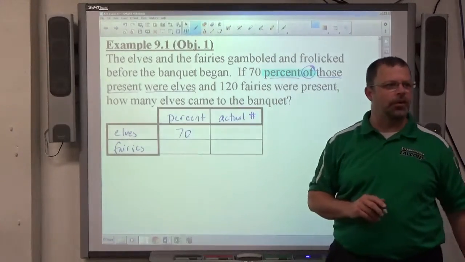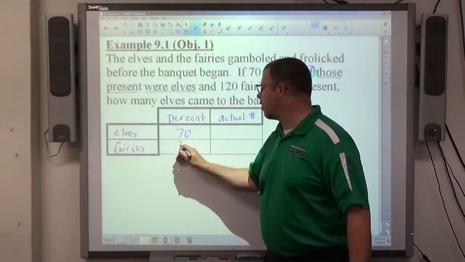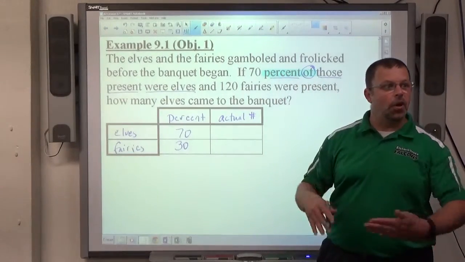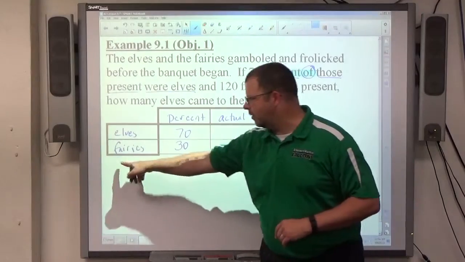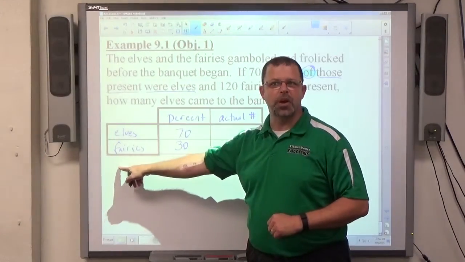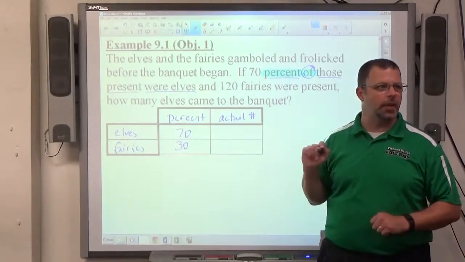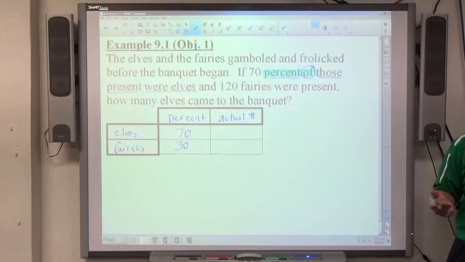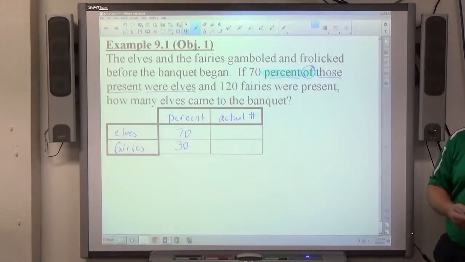So what percent were fairies? 30. When you deal with part whole, the percents always add up to 100. If the whole was necessary, then we put that third row here, those present, 100%. Okay? And a lot of times they do ask for that. How many were there?